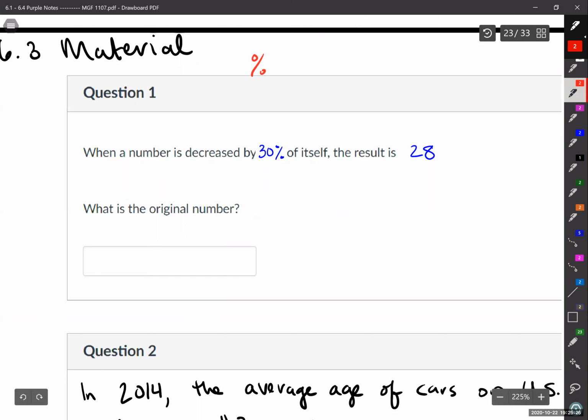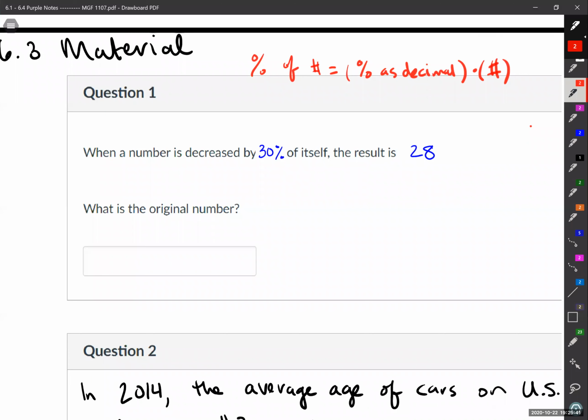Remember, when you're finding the percent of a number, the basic formula we want to remember is the percent written as a decimal times the number given in the question. That's how you find the percent of a number. So let's all take a minute to read our first question and work on it. And we'll discuss around 726 or 727, the solution.